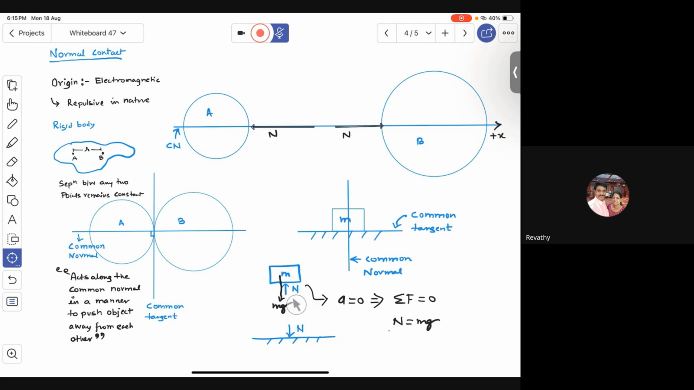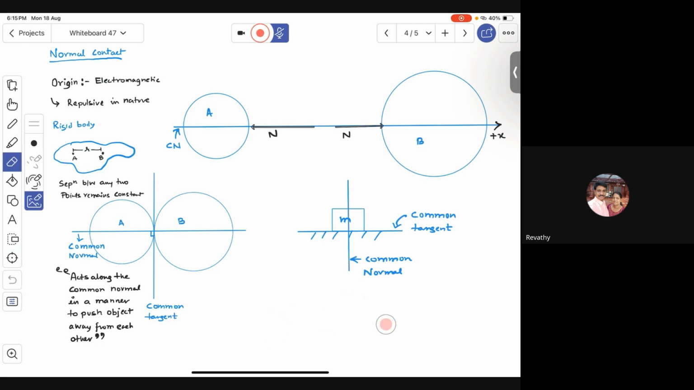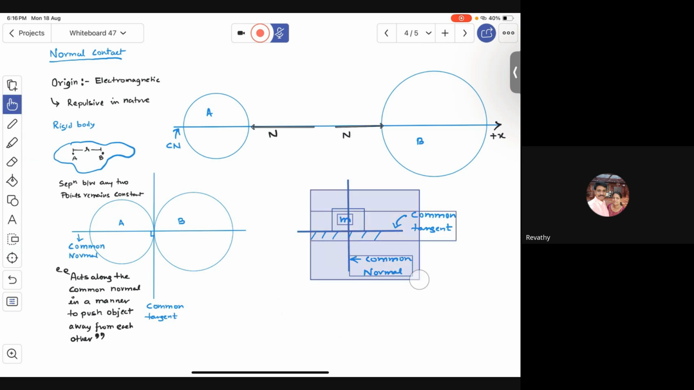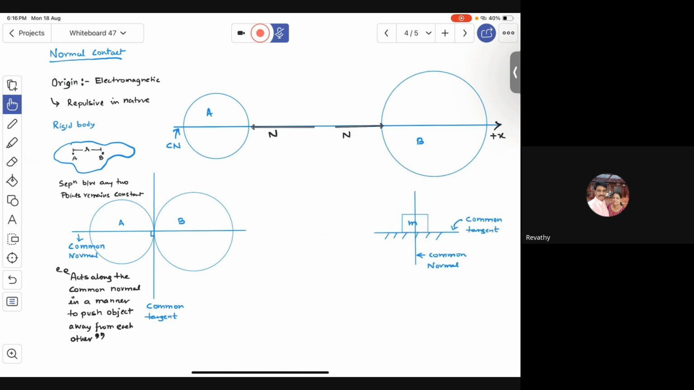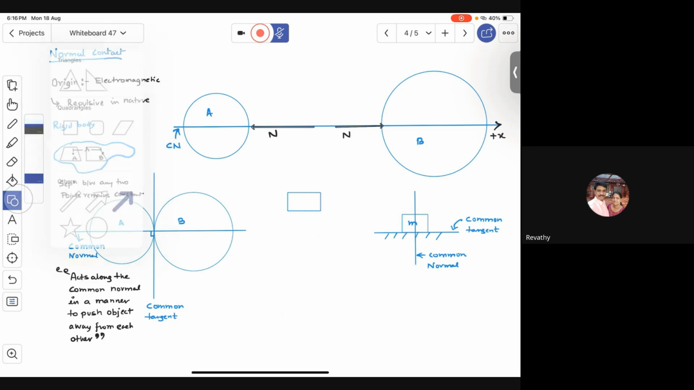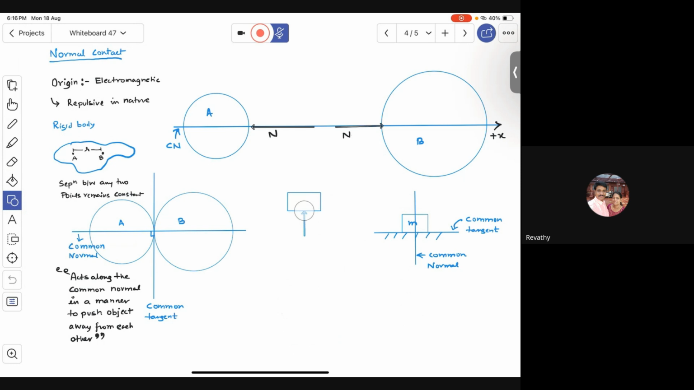It is a kind of repulsive force which pushes the objects away from each other. Electron repulsion, no? So it won't be minus g. Mg also acting, that is a different force. Now I'm talking about the normal contact force. So on the normal contact force, we will draw a bigger figure for this, just a moment. How the normal contact force acts: the normal contact force on the block acts upward, no? And what is that direction along which it is acting? This dotted direction is the common normal, no?